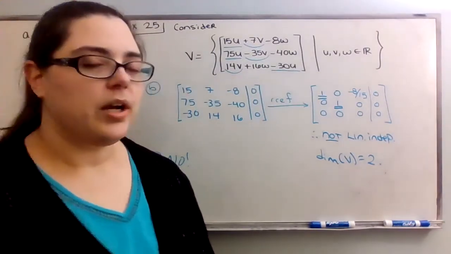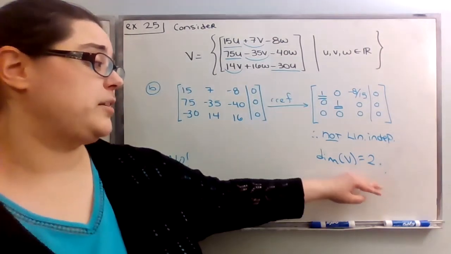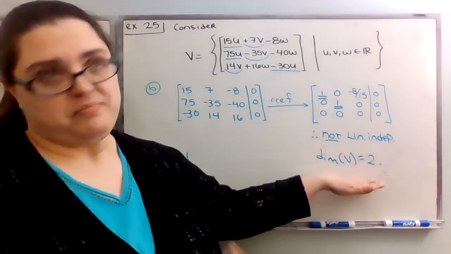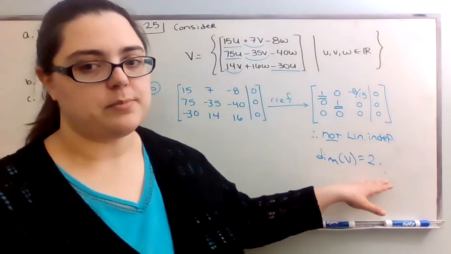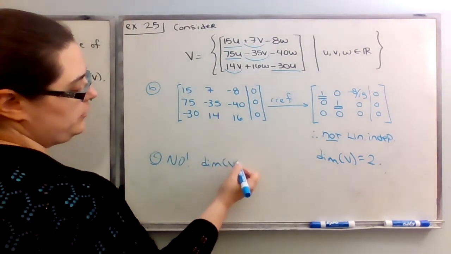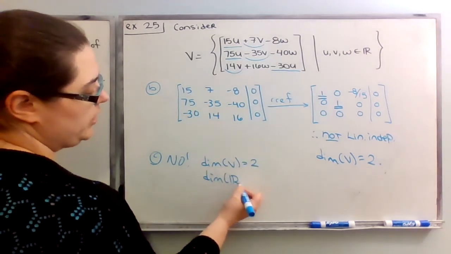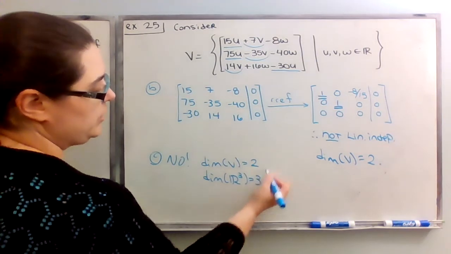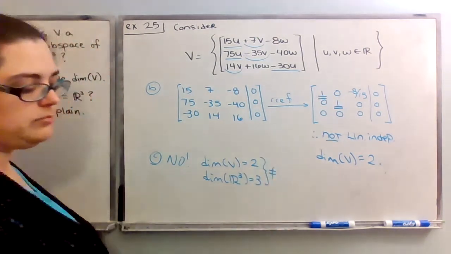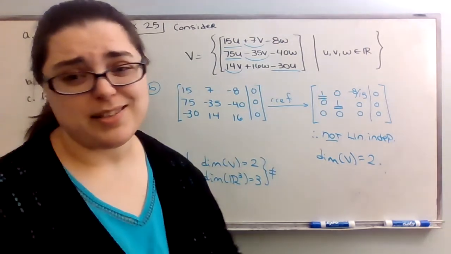So remember that the dimension of R3 is 3. So because the dimension of V is not 3, it can't be all of R3. It's missing some stuff. So no, the dimension of V is 2, and the dimension of R3 is 3. Those are not equal to each other. So therefore, they can't be the same space.